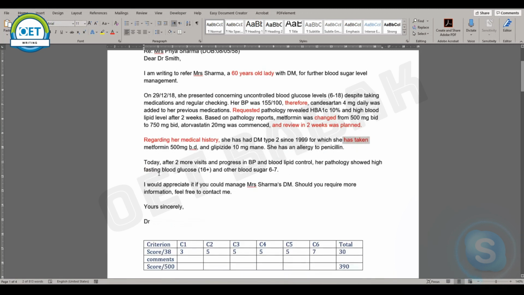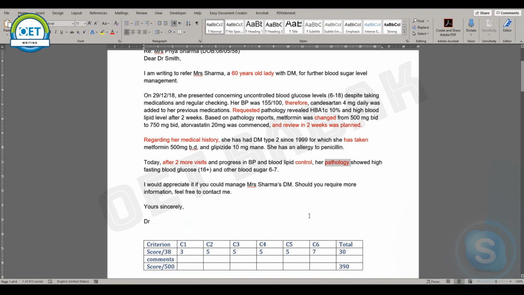Okay, after 2 more visits. Do we need that? Okay. Progress in BP and blood lipid control. We say lipid profile. Her pathology showed high fasting sugar and other blood sugar 6-7. Actually, the pathology doesn't show that. It is self-checking she does at home. I would appreciate if you could manage. Should you require more information, feel free to contact me. Okay.